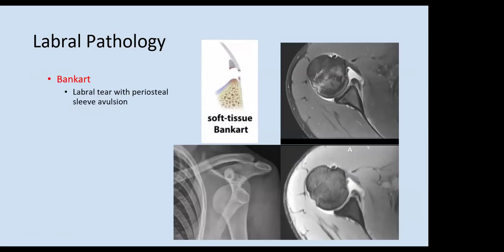So what is Bankart? The definition of Bankart is a labral tear with periosteal sleeve avulsion. This is how it looks: labral tear with periosteal sleeve avulsion. So that's the definition of a Bankart lesion. And again, as always, when we comment on a labral tear, we should always mention where the tear is.